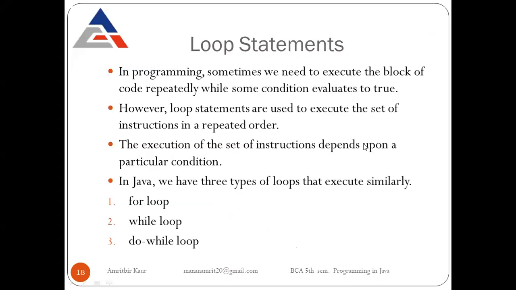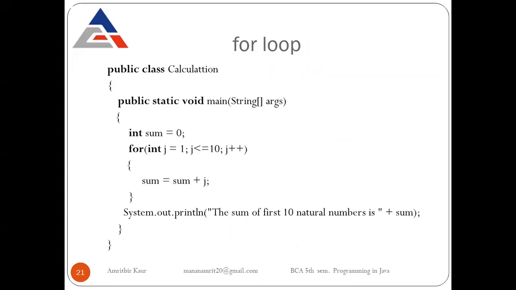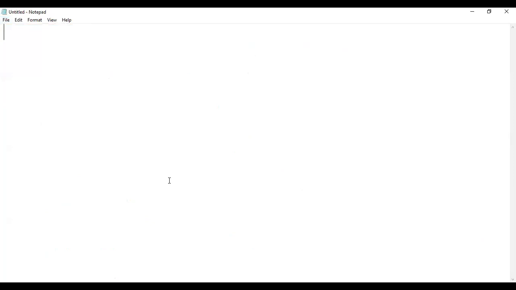So now we will start loop statements in which we will implement for loop, while loop, and do while loop. Firstly, for loop, we will perform addition sum of first 10 natural numbers.